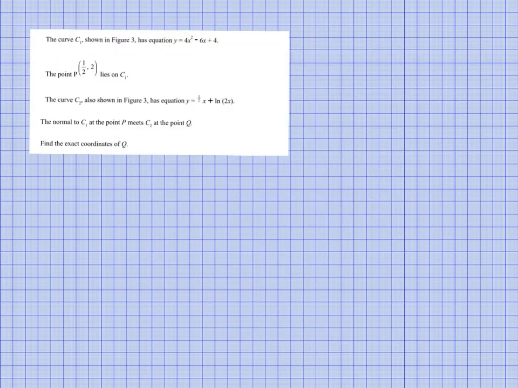Right, next up is question 8. We're looking to find the coordinates where a normal crosses another curve. In order to do that, we need to follow a couple of steps. Firstly, find the equation of the normal. Secondly, we are going to solve the simultaneous equations to find where they cross. So firstly, finding the equation of the normal.